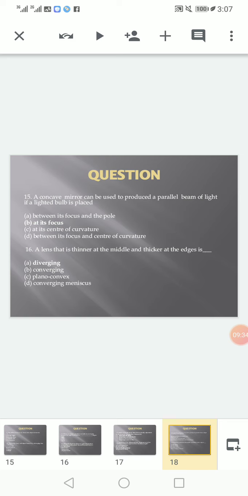Remember, we look at a full description of converging and divergent lenses. And a lens that is thinner at the middle and thicker at the edge is called a divergent lens.